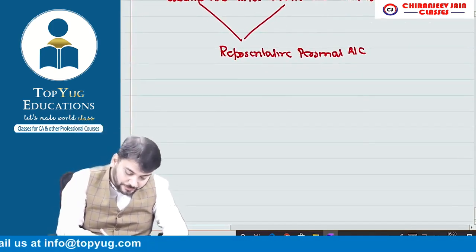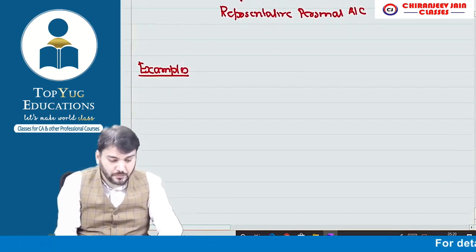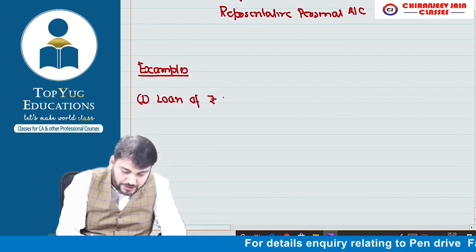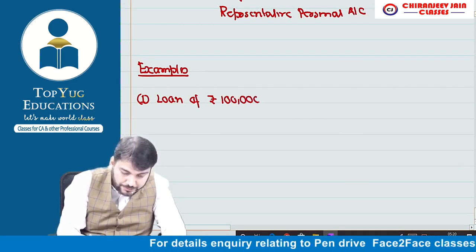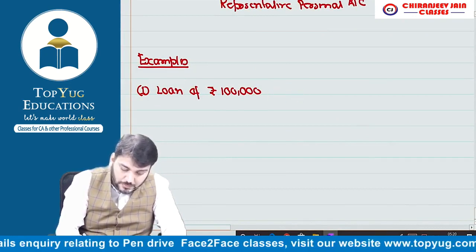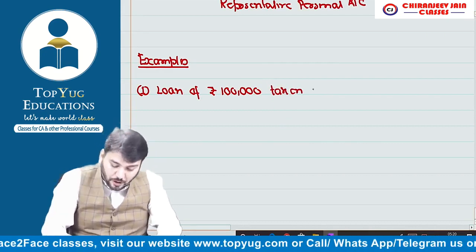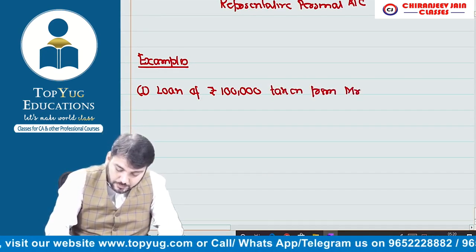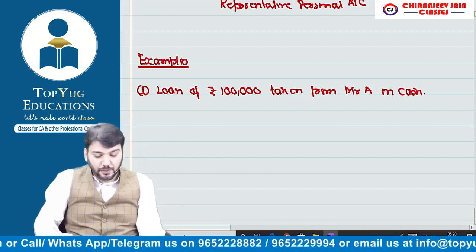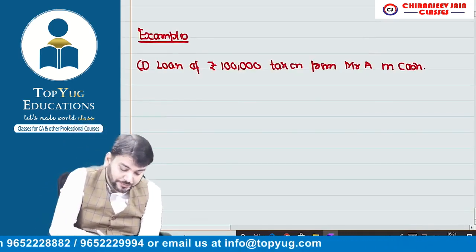So we'll do some more examples. Example: loan of rupees 1 lakh taken from Mr. A in cash. Loan of rupees 1 lakh taken from Mr. A in cash. Correct? Tell me.